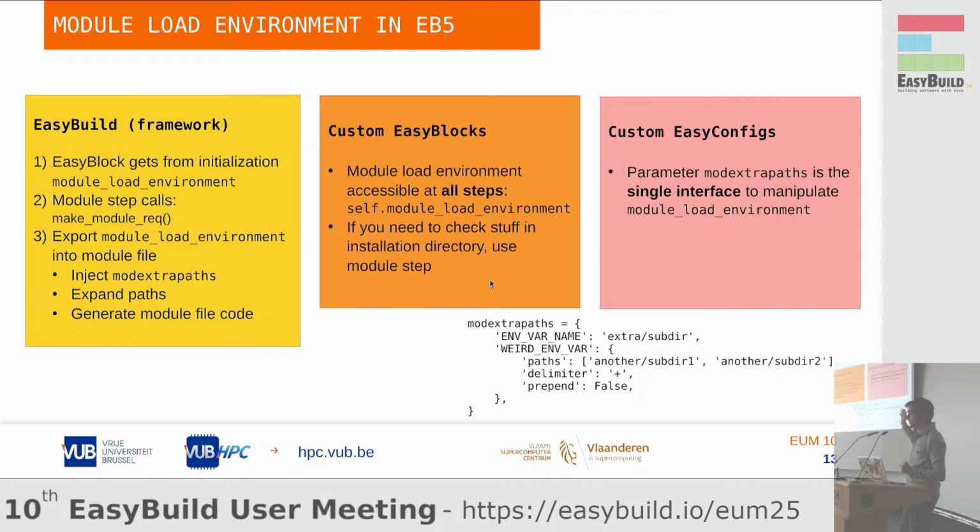For instance, you can change the delimiter from here and put whatever you need. You can also decide if you want to prepend or append, that's fine. Also, absolute paths are now accepted by default. If you put an absolute path, that's fine. EasyBuild will check for the existence of those paths, but you are not forbidden to use them.